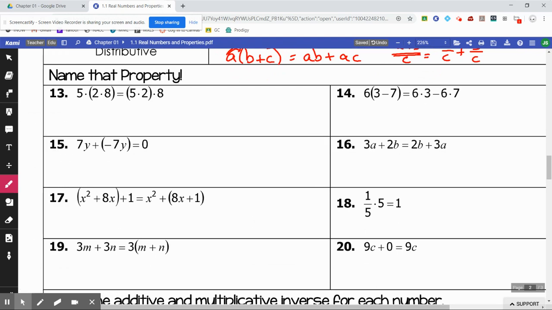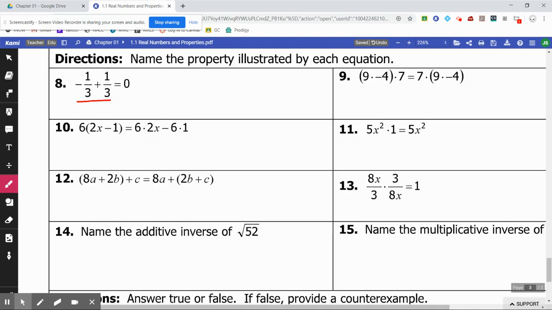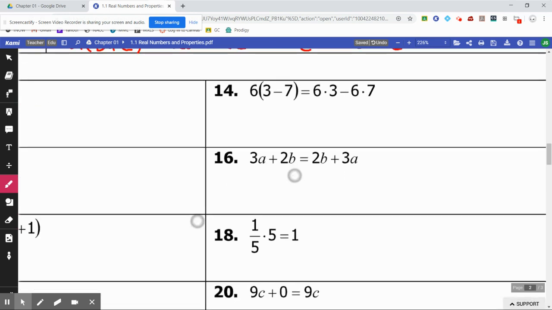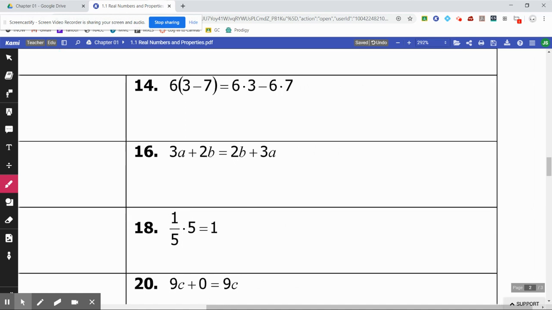So next up, let's name the properties. We have 5, 2, and 8, 5, 2, and 8. Notice the numbers did not change. It was the associations that changed. So that would be the associative property. Associative. Let me zoom in so I can write a little bit better. Number 14, you multiply both of these by 6. So that would be your distributive property.